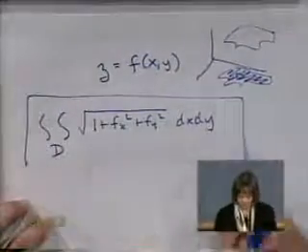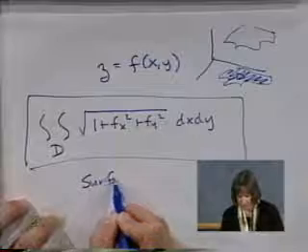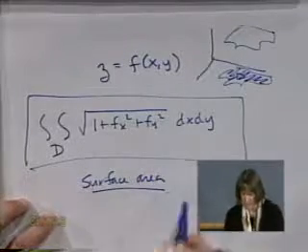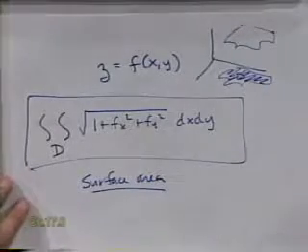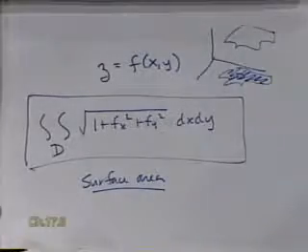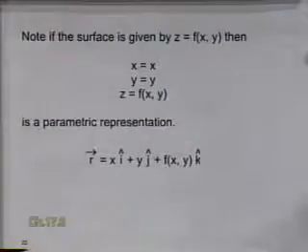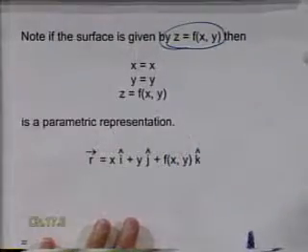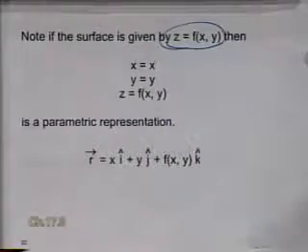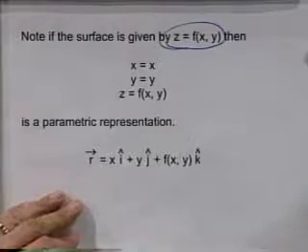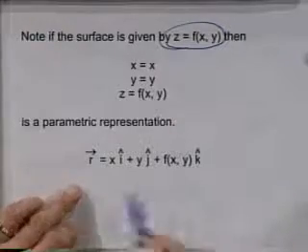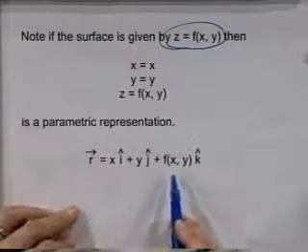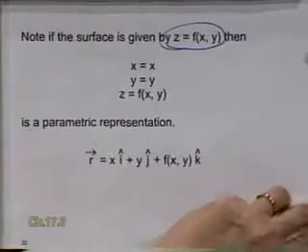That's the formula that we memorized for surface area. So the question is, this process that we've learned with parametric equations, is it equivalent? Well, it better be. So let's just look for a second. Notice, if you have your equation given as z equals f of x, y, you could represent this surface parametrically as x is x, y is y, and z is f of x, y. So your r would be x i plus y j plus f of x, y k.